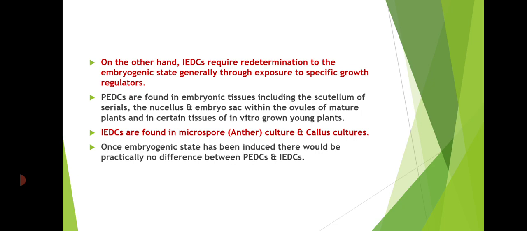So those are the two technical terms, PEDCs and IEDCs. PEDCs are pre-determined cells, that is pro-embryogenic determined cells. Examples are the scutellum, embryo sac cells, and nucellus tissue, nucellar tissue. But IEDCs, that is induced embryogenic determined cells, are present in the normal callus tissue. Clear?